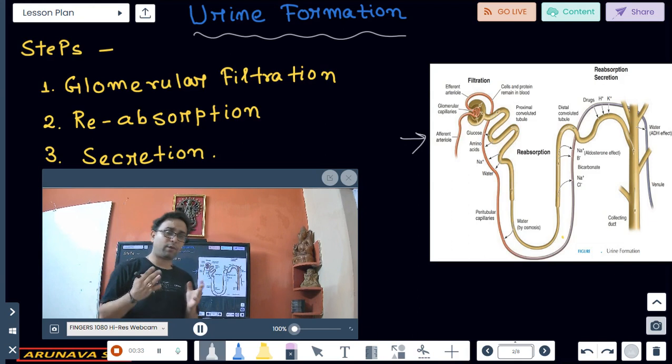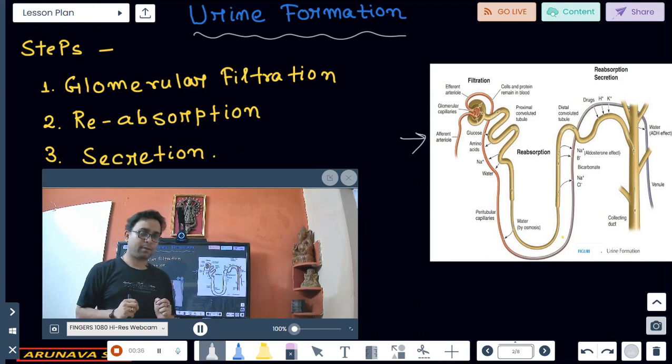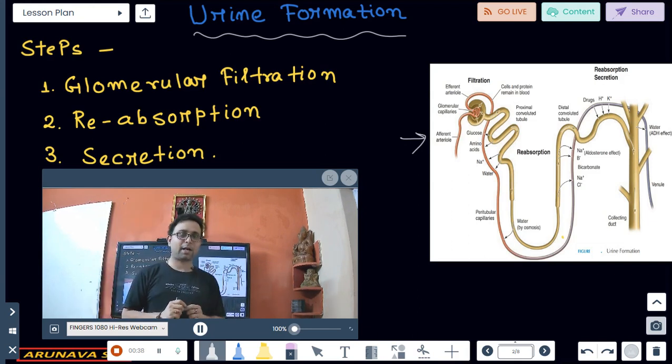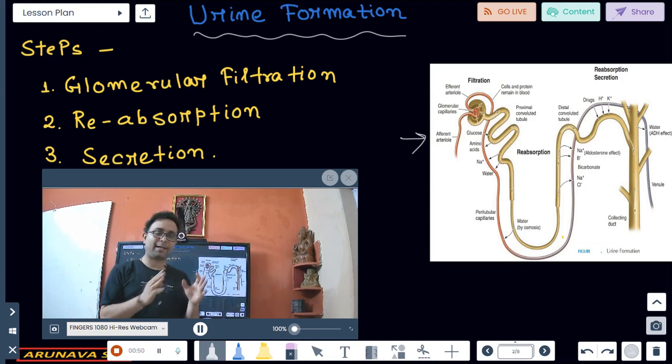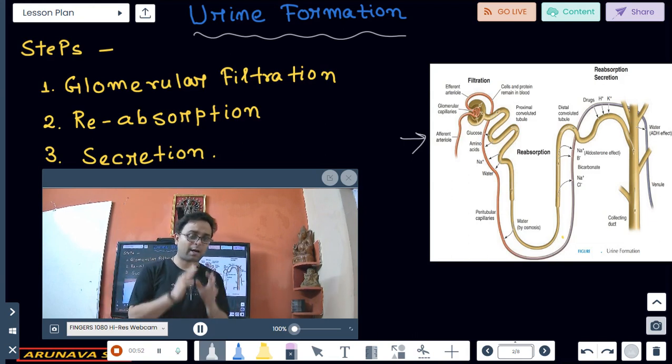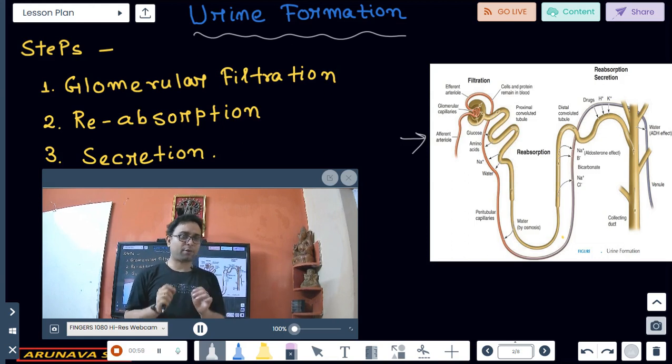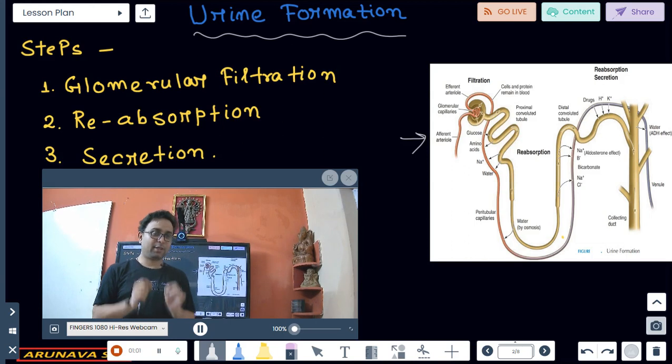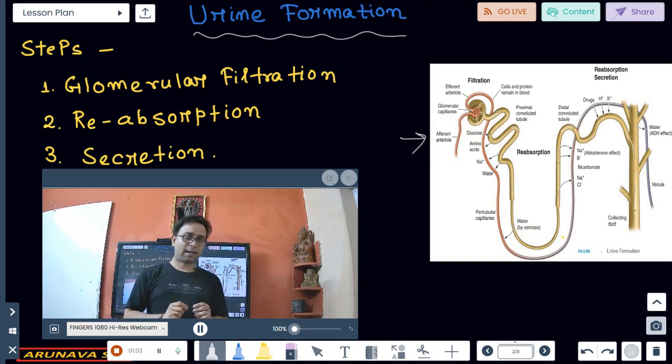But what is the main function of the kidney? The main function of the kidney is urine formation. Urine is a very important substance for human beings, for our survival, because through the urine we excrete harmful nitrogenous substances, mainly urea. But how does urine formation take place in the kidney? I will explain this process in 3 steps.